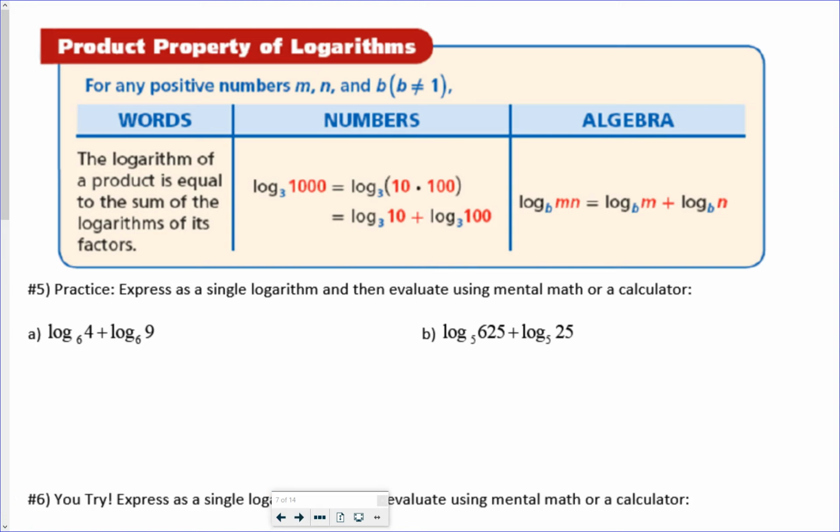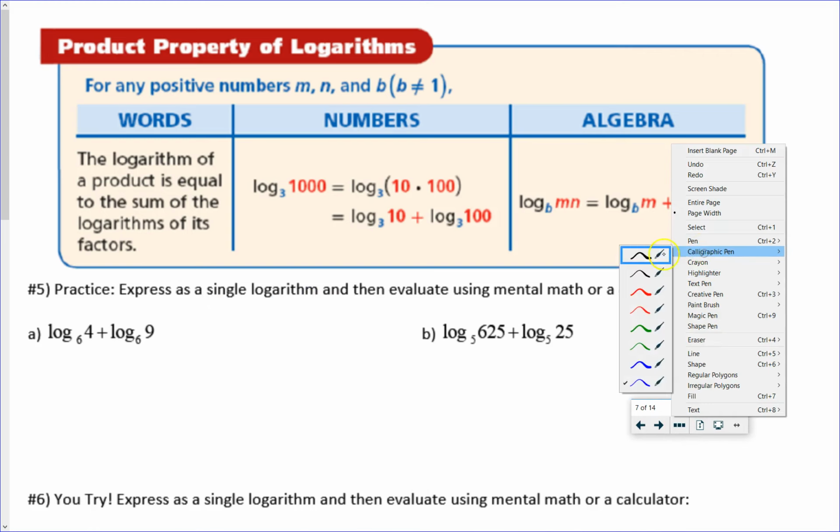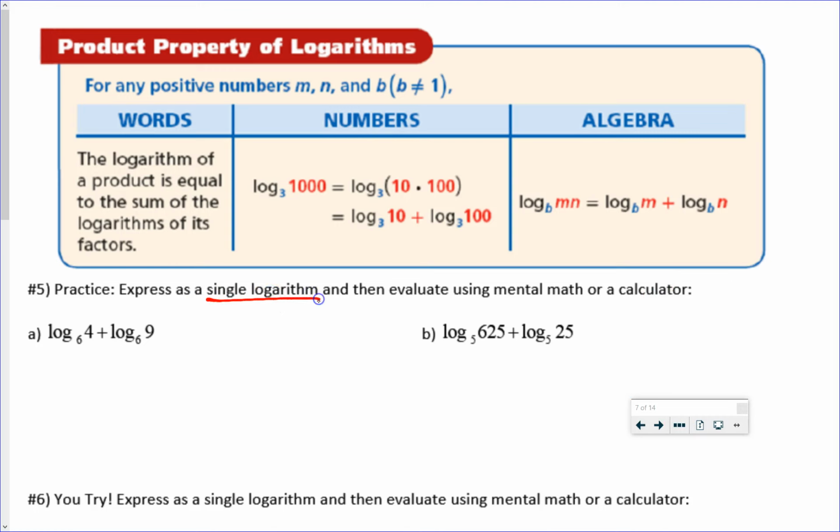Okay, so for my first example, I have log base 6 of 4 plus log base 6 of 9. My directions, read them carefully. Express as a single logarithm, and then we're going to evaluate. So this actually has two pieces, okay? We have to express it as a single piece first. Then evaluate, which is what you did yesterday, where we find out what it equals, okay?